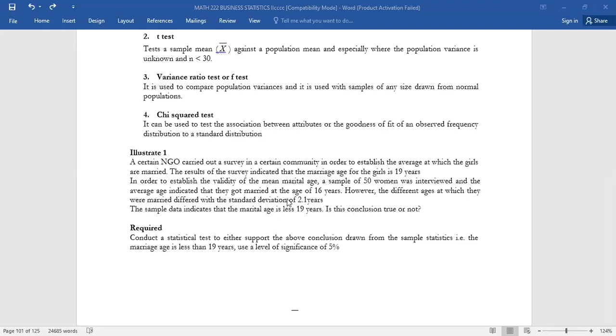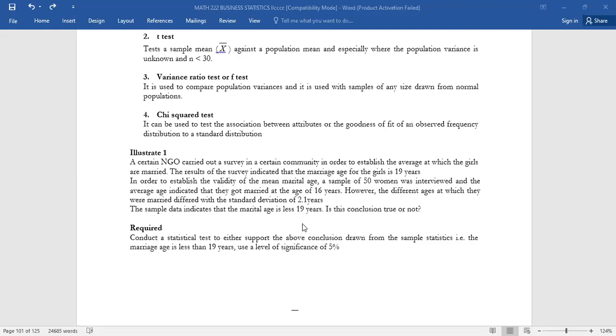So we've been given that illustration. We've been told that there is an NGO that carried out a survey in a community where girls are married off, and the results indicated that the marriage age for the girls is 19 years. In order to establish whether this is true or not, a sample of 50 women was interviewed, and the average age at which they got married was 16. However, the ages differed with a standard deviation of 2.1.